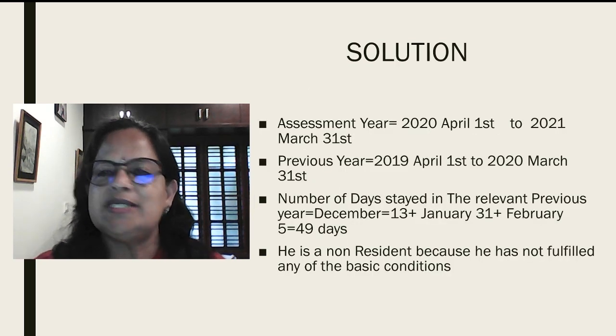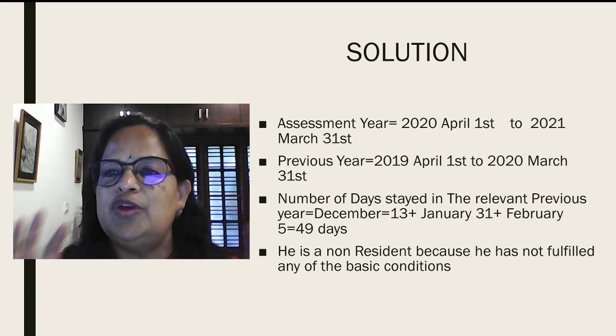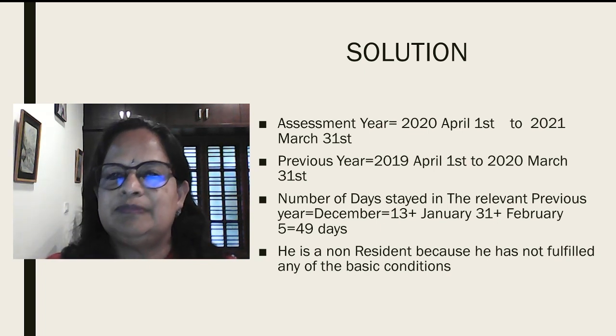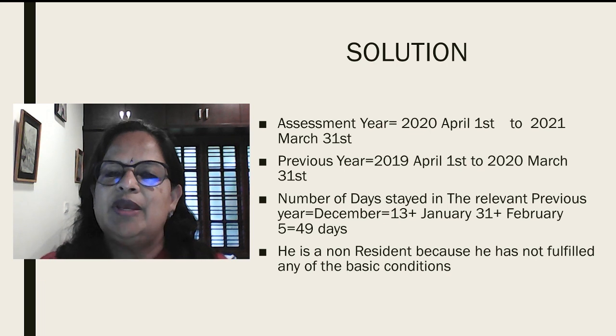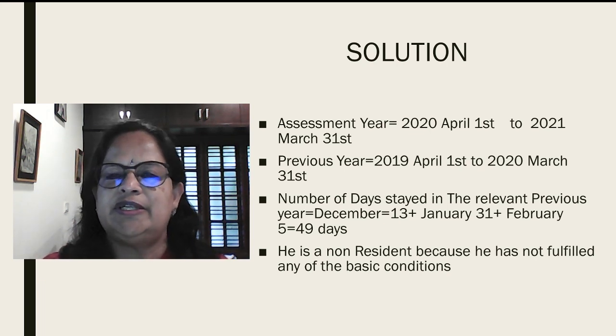The first thing you have to remember is to write the assessment year and the previous year. Let this be registered in your brain. Once you get experienced, it will automatically be registered. The assessment year is April 1st, 2020 to 2021 March 31st. The previous year is 2019 April 1st to 2020 March 31st.